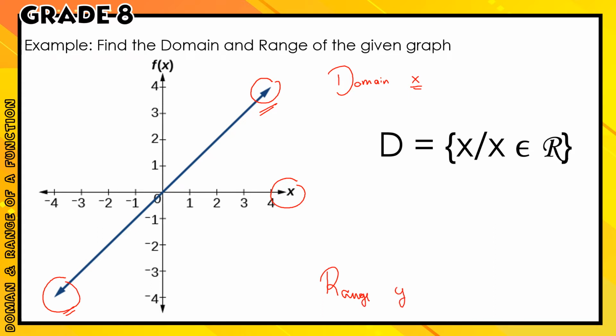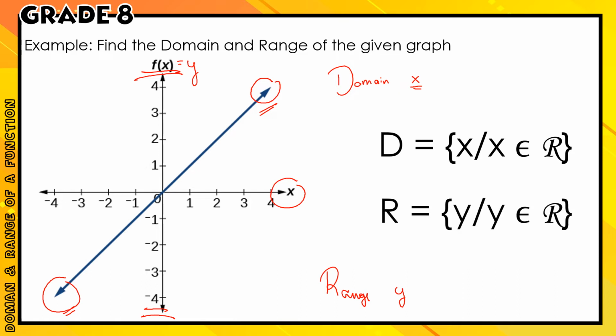Range, focus tayo sa y values or sa y-axis. Ito siya, f of x, also known as the y. Tulad doon sa graph, going up, two arrowheads, continuous, infinite, lahat ng positive values ng y ay matatamaan din. At the same time, ito naman ay going down, ibig sabihin lahat ng negative values ni y ay matatamaan din. So the range would be R is equal to y such that y is an element of real numbers.